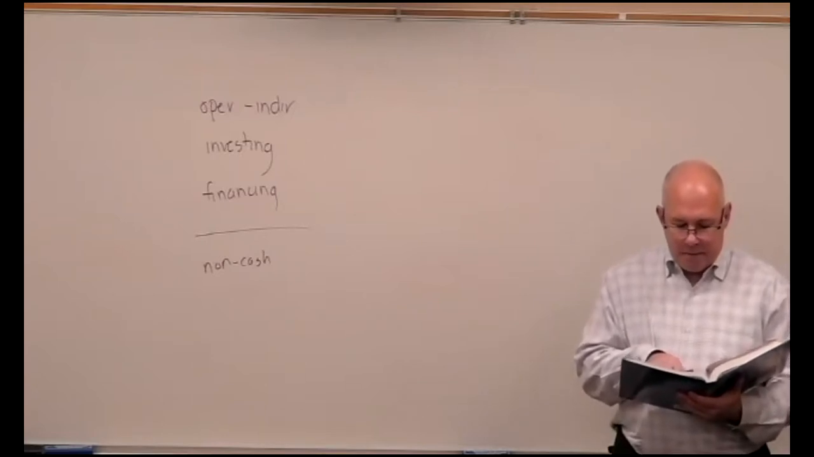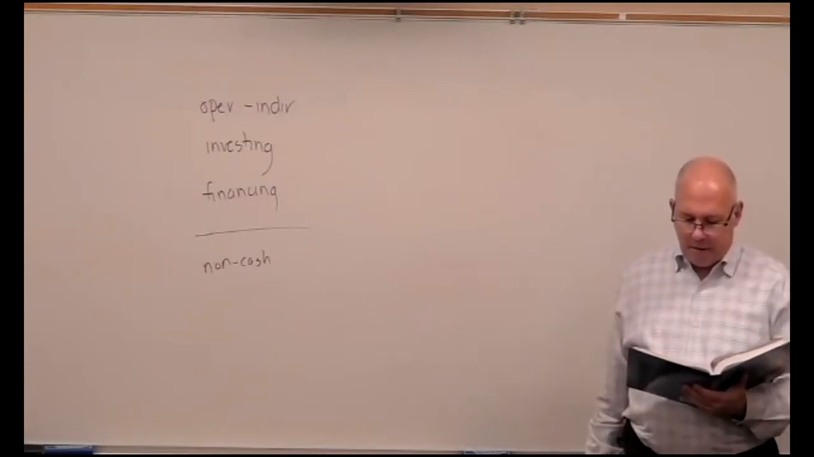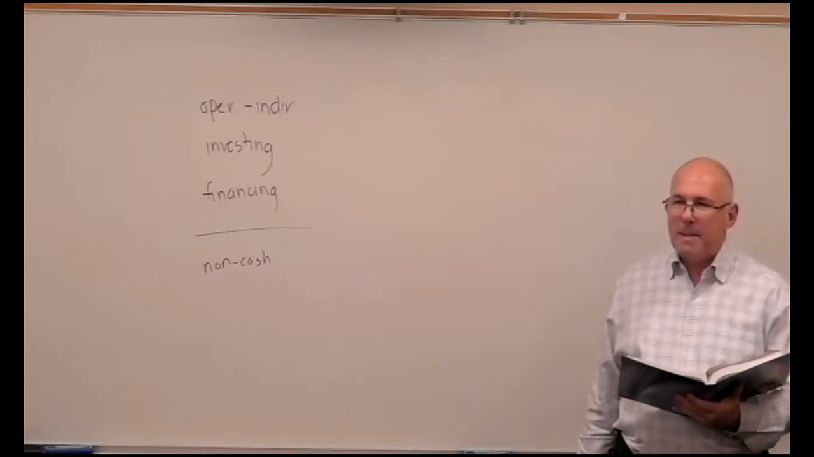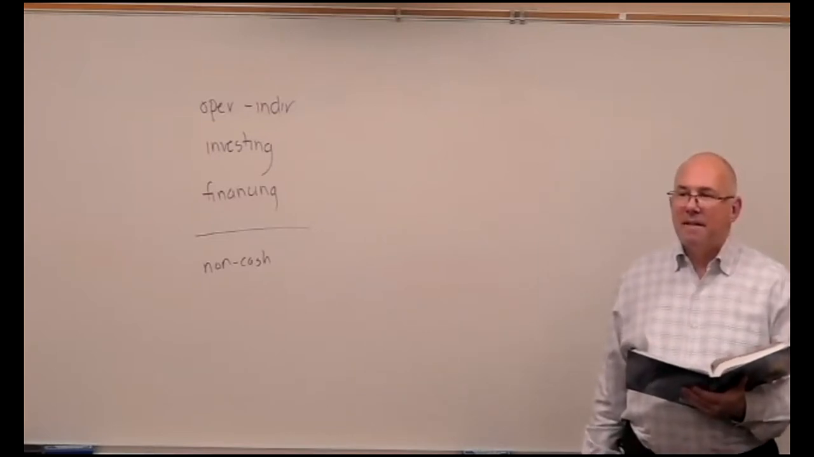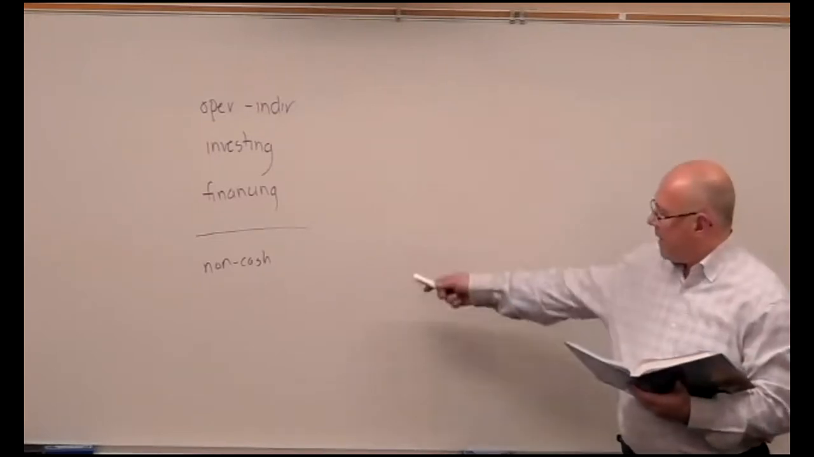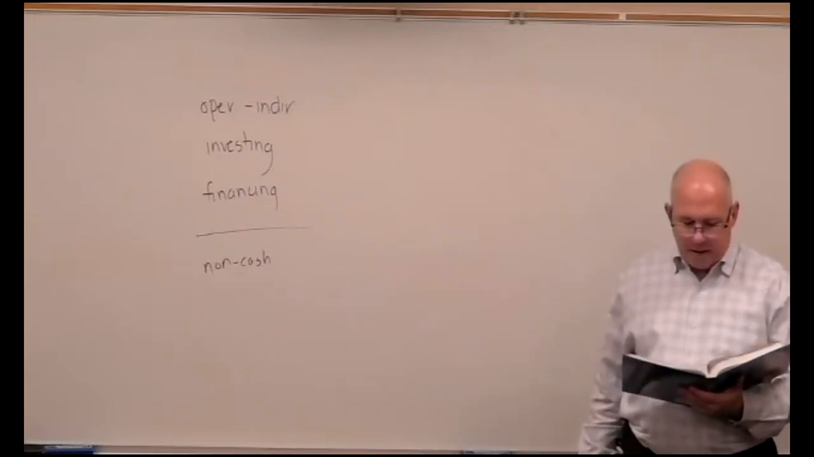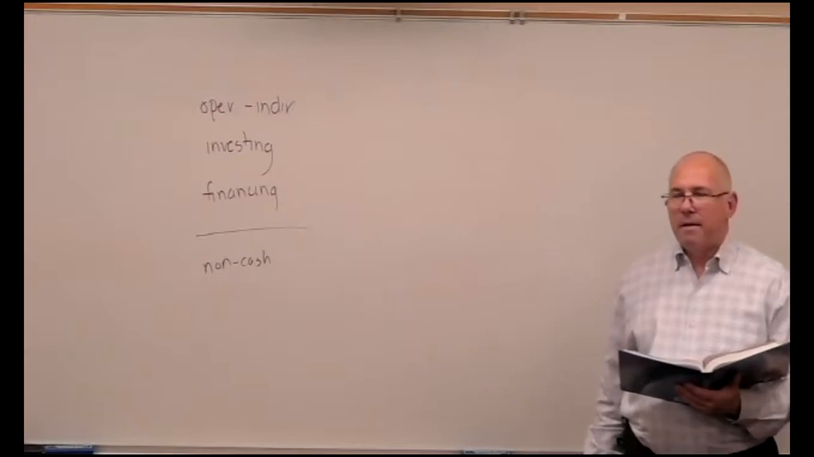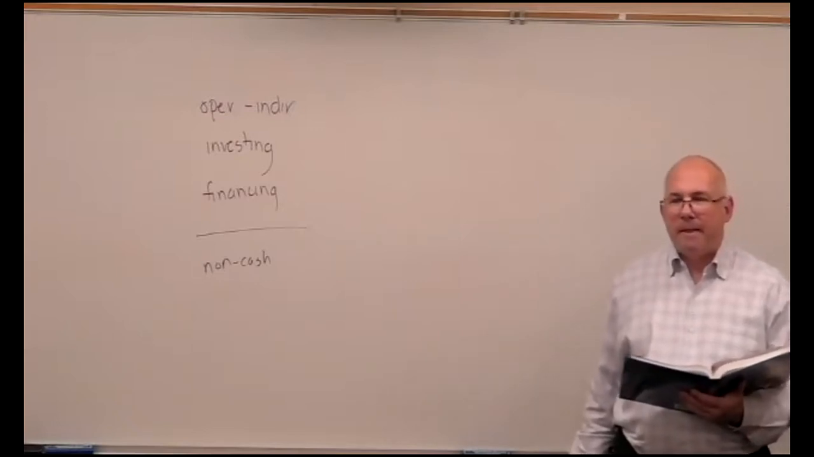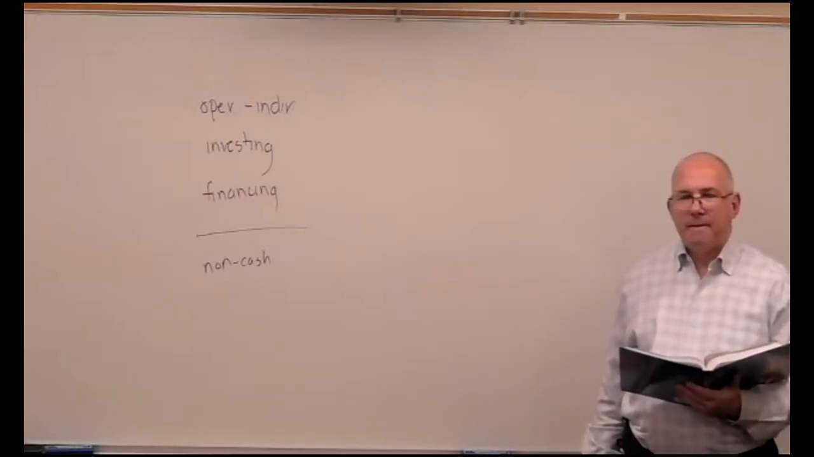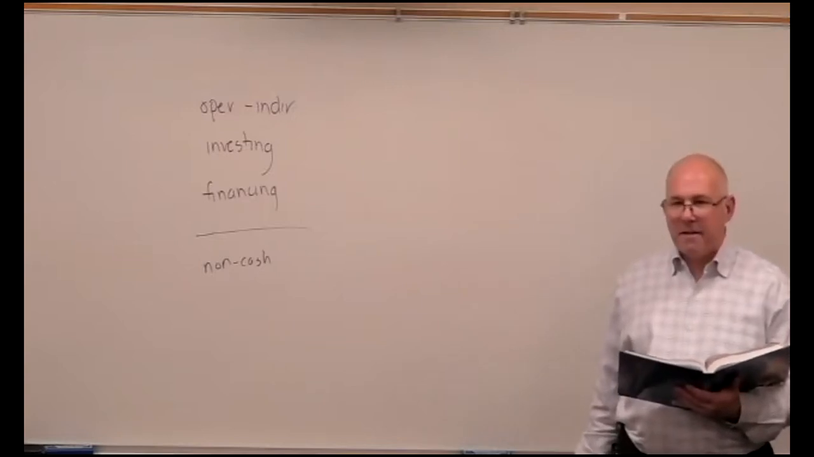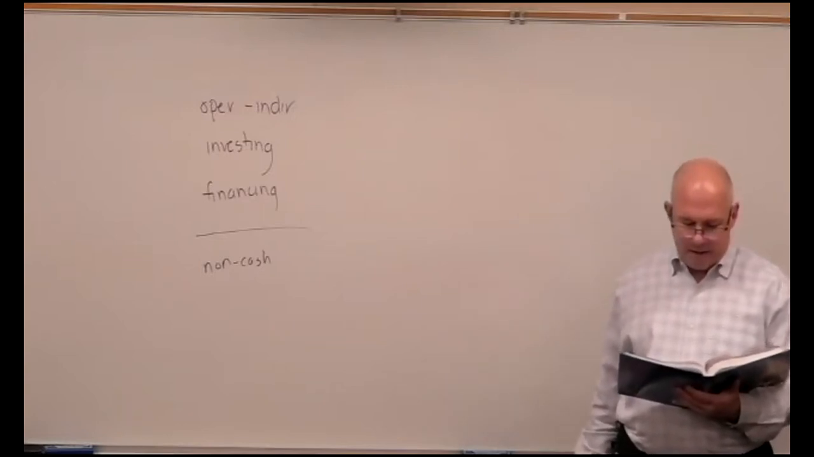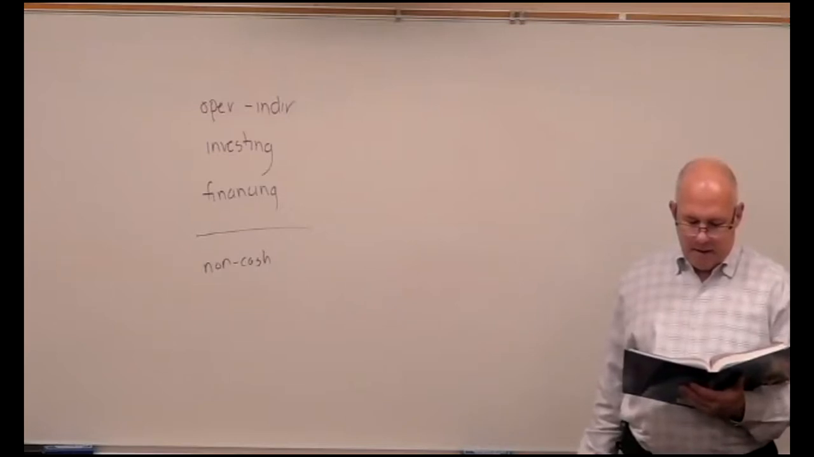Exchanges land for a new patent. Both are valued at $300,000. Non-cash. That goes at the bottom. Declares and pays a cash dividend of $100,000. Financing. What would the line say? Cash used to pay dividend?